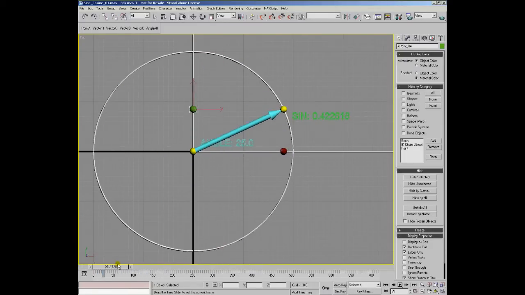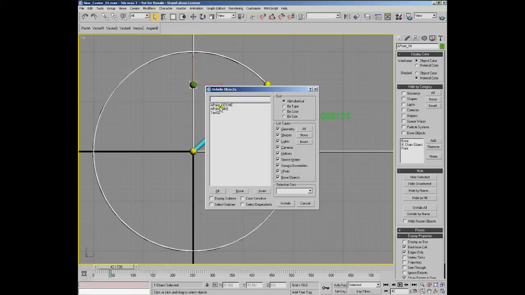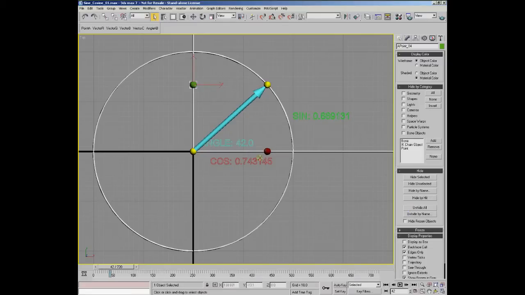Now let's take a look at the cosine. The cosine is the projection of the vector on the x-axis, which means that when the angle between the vector and the x-axis is 0, the cosine is equal to 1, because the projection of the vector on the x is the same as the vector itself.